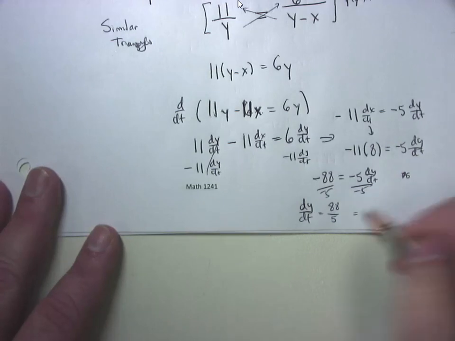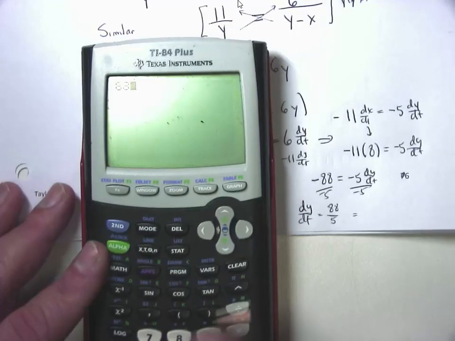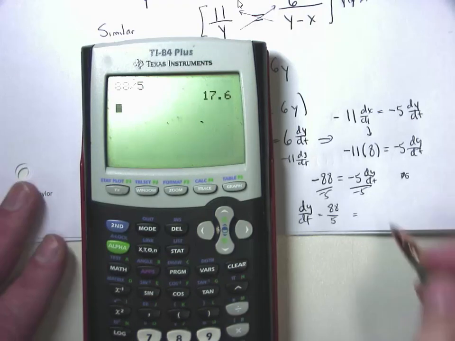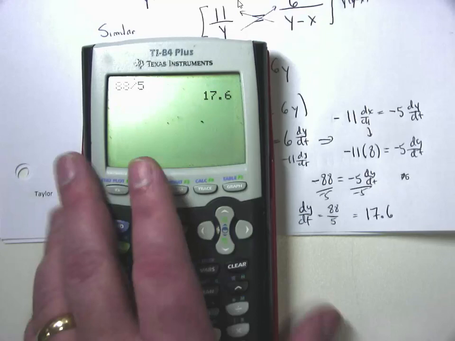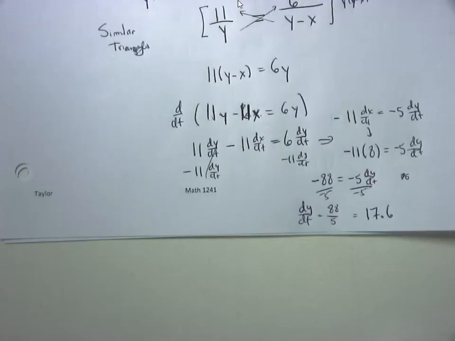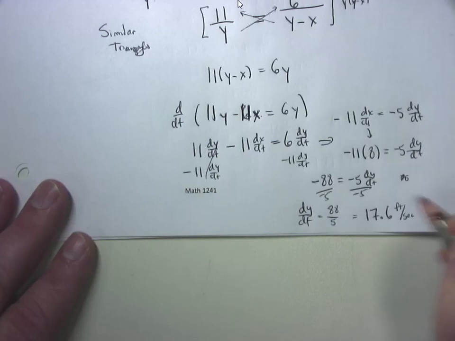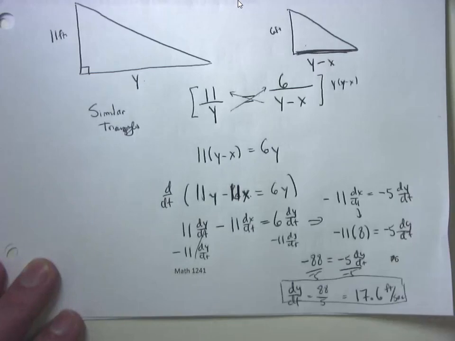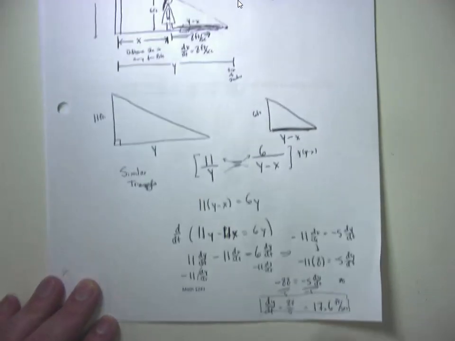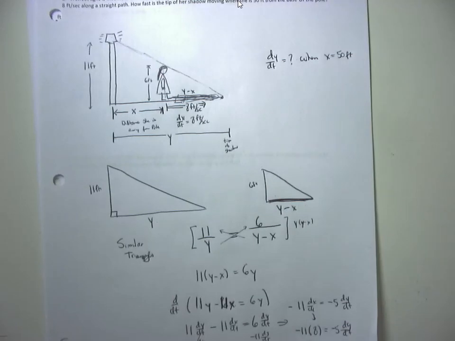Which just so happens to be, and I'll put that on my calculator here, 88 divided by 5 is 17.6. What would my units be? Feet per second. Now, I know what you guys are thinking. Wait a minute. When did I ever plug in x as 50? You never did. You didn't need to.